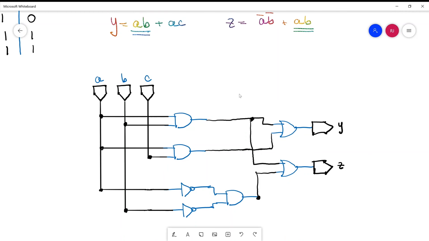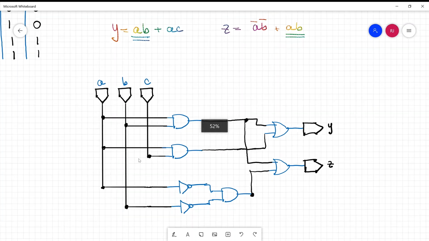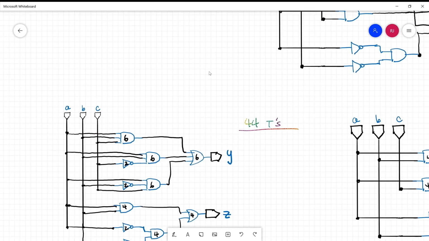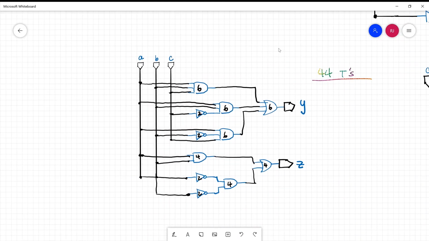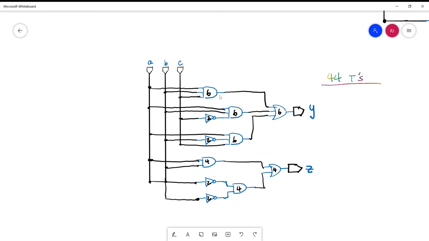And this will conclude the problem, and we'll take it one step further, and we're just going to compare how much better this minimized design is to the original schematic that we produced in part 1 of the question. So down here is the original schematic that we had from part 1, and what I've gone ahead and done is listed the number of transistors in each of these gates, and then when you sum up the total number of transistors in this case, you get 44.